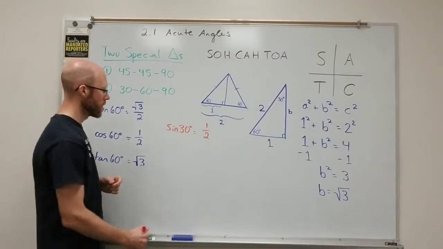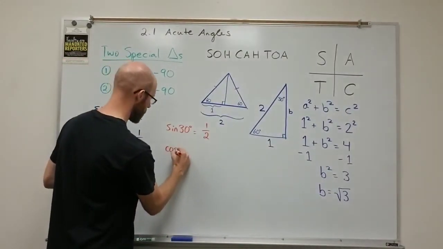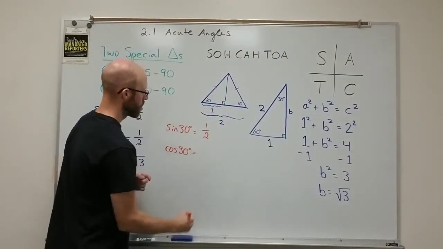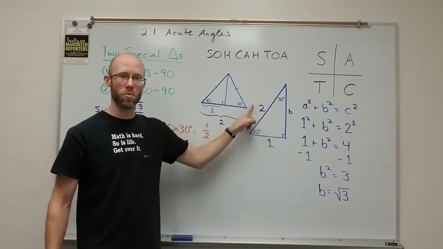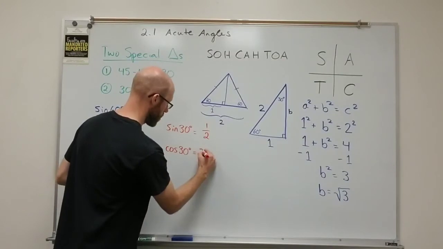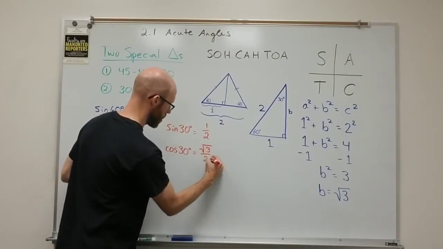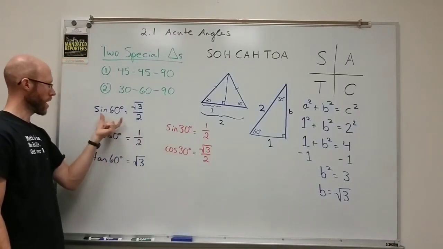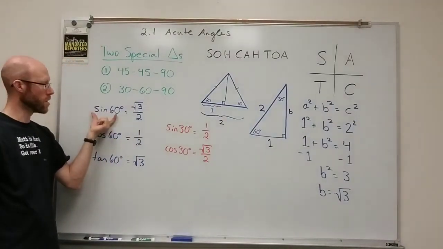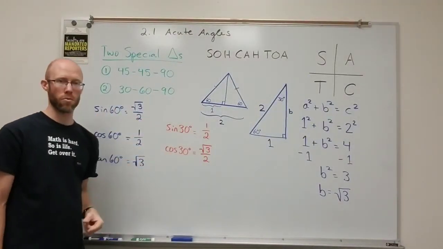We also have the cosine of 30 degrees. Cosine of 30 is adjacent over hypotenuse, which is √3/2. Again, that matches the cofunction identity because the cosine of 30 and the sine of its complement should be the same value, right? Both √3/2.